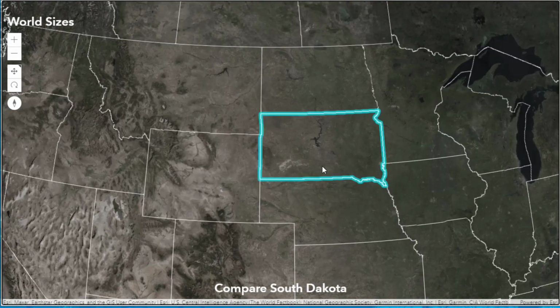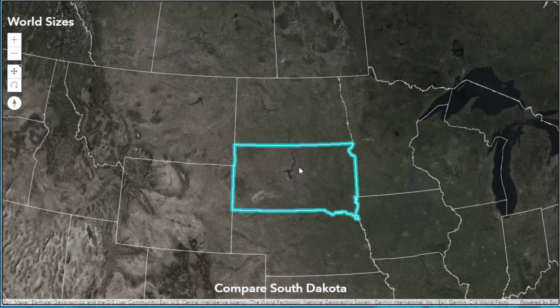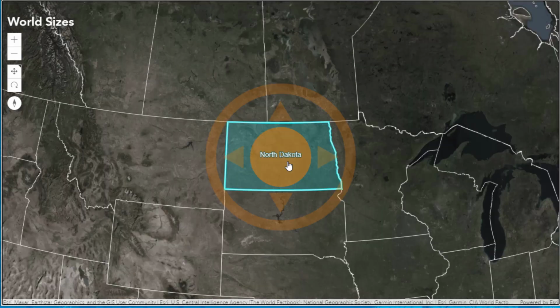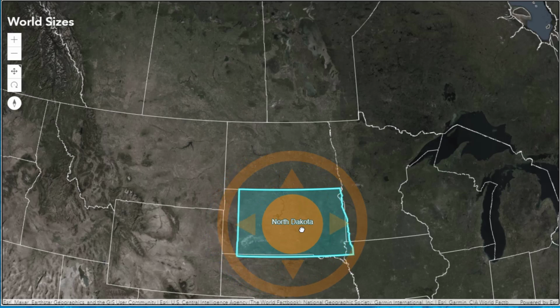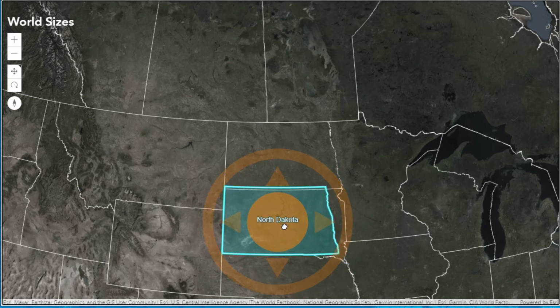What about North and South Dakota? They're not exactly the same size. Click on North Dakota in this app and place it on South Dakota. You can see that North Dakota is a little bit wider north-south, but east-west, South Dakota has the edge. South Dakota is a bit larger or wider east-west than North Dakota. Fascinating to be able to do this.